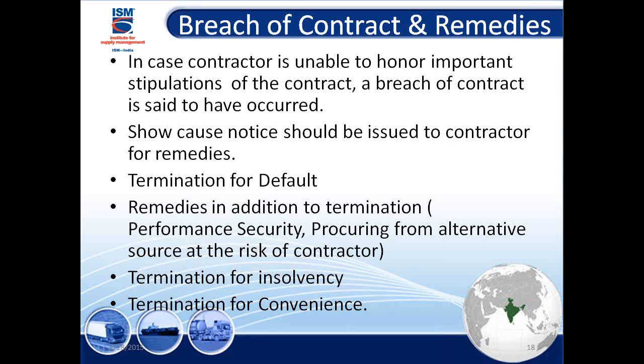Once a breach of contract happens, you can send a show cause notice to the contractors for remedies. You can terminate for defaults. In addition to termination, you have the performance security. You can say, guys, sorry, you're not performing as was stipulated. The company loses the performance security. There is also procuring from alternative sources.